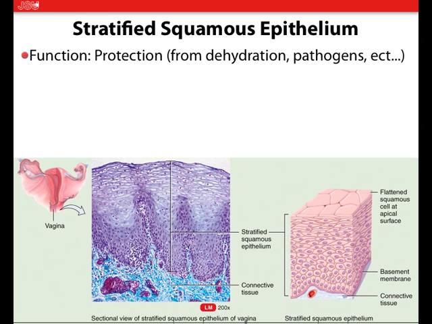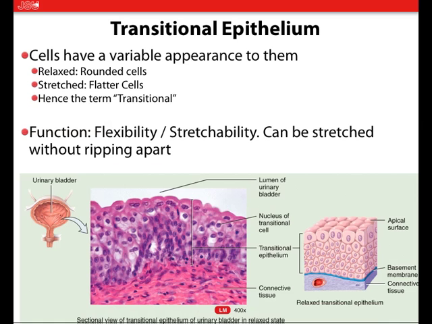Okay. Transitional, this stuff is going to transition between the shapes. Sometimes it's going to be more cuboidal, and then when you drink a lot, your bladder fills up and stretches out to a more squamous type of shape. Okay. But these transition between the shapes. You're only going to find these in what place? The bladder.